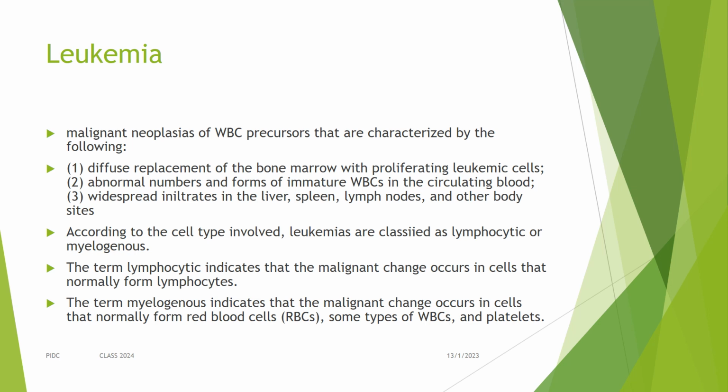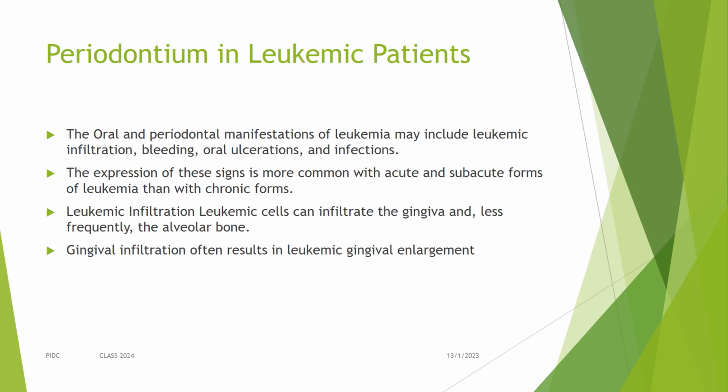Leukemia: malignant neoplasms of the WBC precursor cells are called leukemia. This may be characterized by a diffuse replacement of the bone marrow cells with proliferating leukemic cells, abnormal numbers and forms of immature WBCs, and widespread infiltrates in liver, spleen, lymph nodes, and other body sites. According to the cell type involved, leukemias may be classified as lymphocytic or myelogenous leukemias.